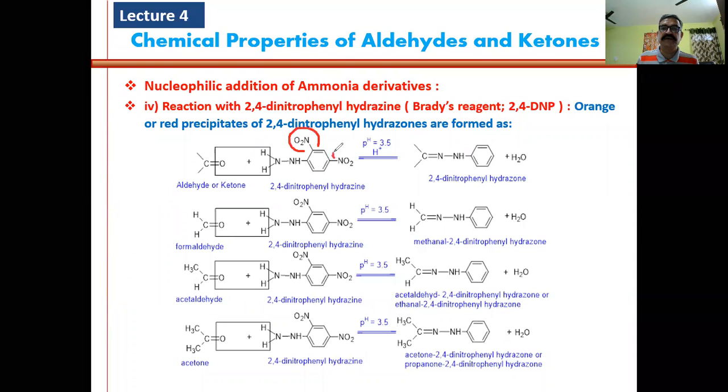2,4-dinitrophenyl hydrazine: on the phenyl ring, at second and fourth positions we have nitro groups. This is also called Brady's reagent. What is the product? The product is 2,4-dinitrophenyl hydrazone. Hydrazine gives hydrazone. In case of phenyl hydrazine, we get phenyl hydrazone. In case of 2,4-dinitrophenyl hydrazine, we get 2,4-dinitrophenyl hydrazone. Orange or red precipitates of this compound are formed.